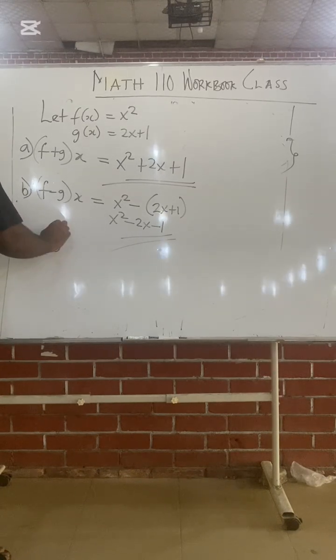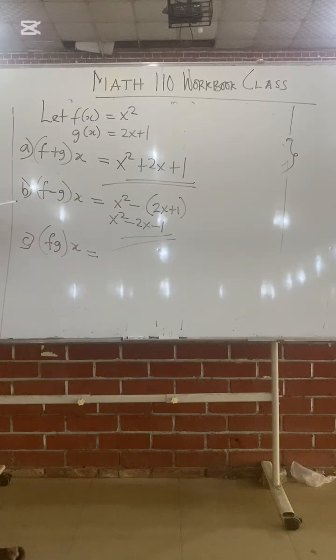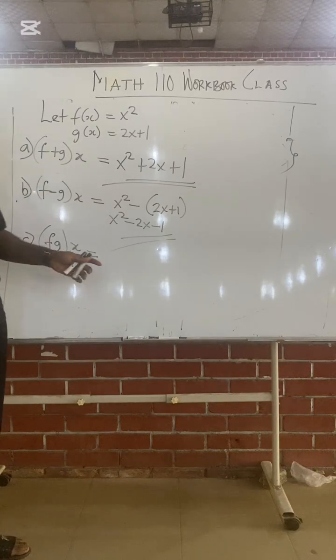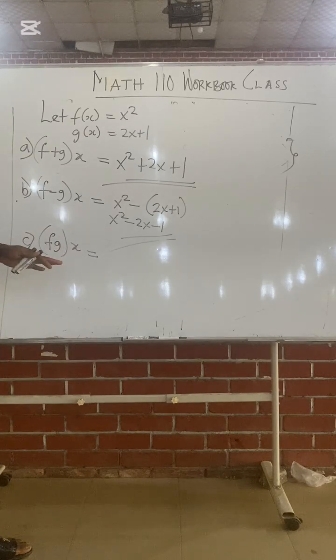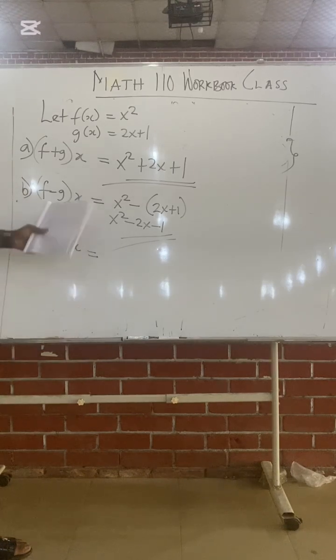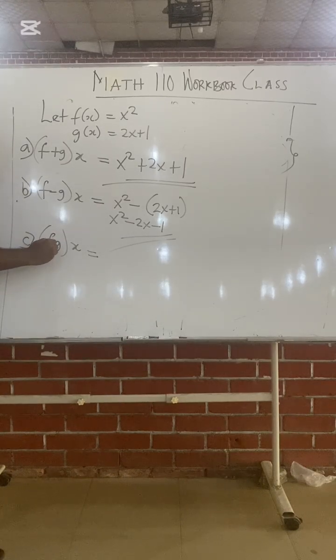C, f of g of x, this one is composition of function. Class, in composition of function, there is a primary and secondary function. The first function mentioned is primary, the second function mentioned is secondary. Oh, this is not composition yet because they did not put the "of". This is your multiplication of the two functions, the product of the two.